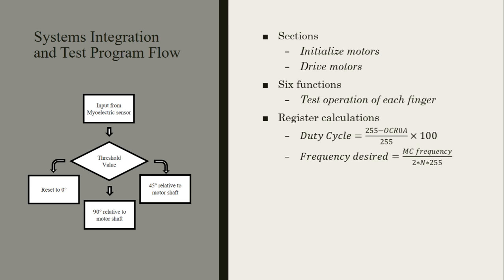Now, to drive the PWM signal, we had to calculate the duty cycle and the frequency that we desired. Because we were operating at 500 pulses per second, we had to calculate the OCR register value that we had to send in. And these are the equations that we used, equation 1, equation 2. And we came out with a duty cycle of 18%, and a register value of D41 in hexadecimal.